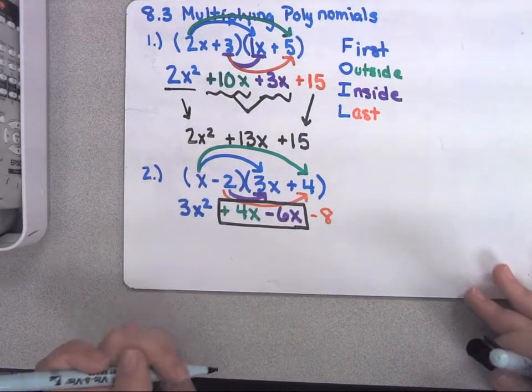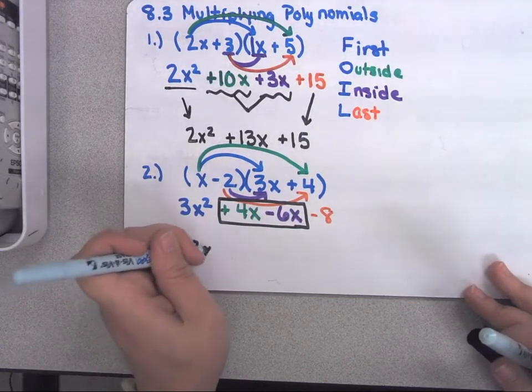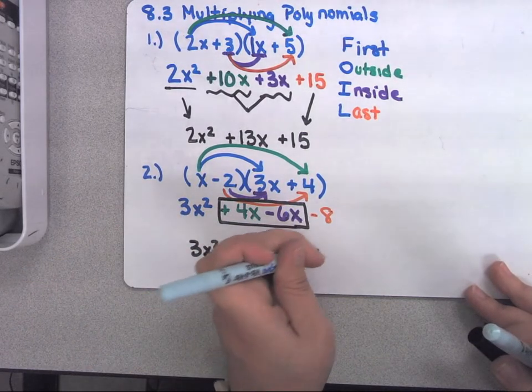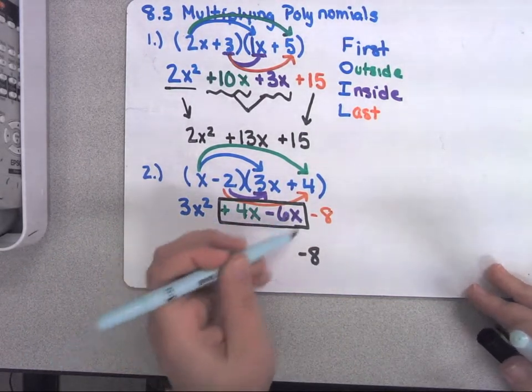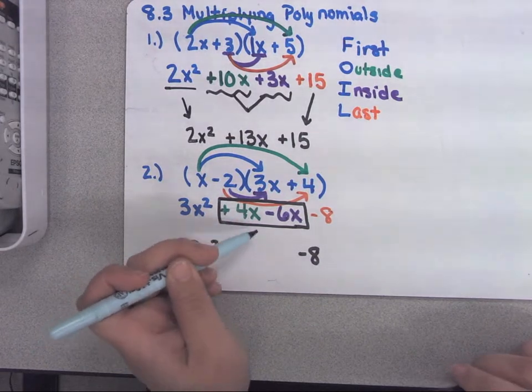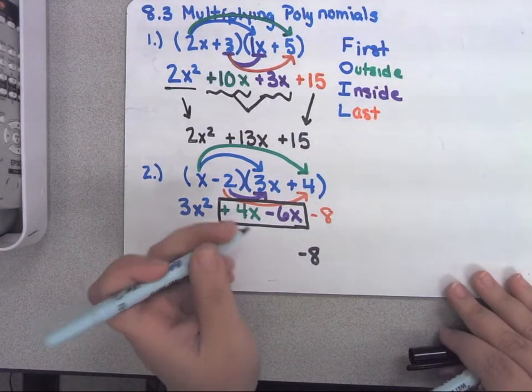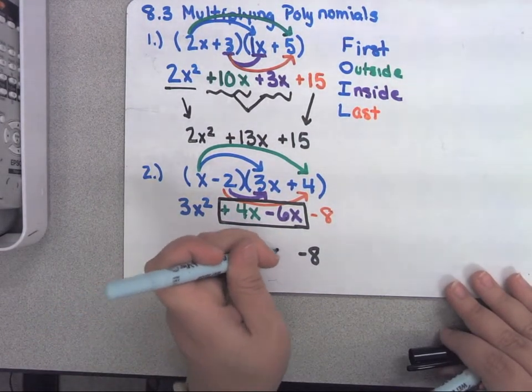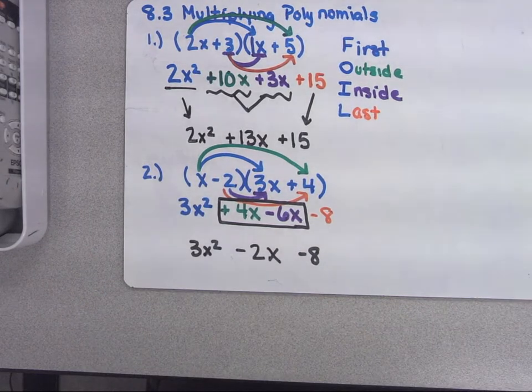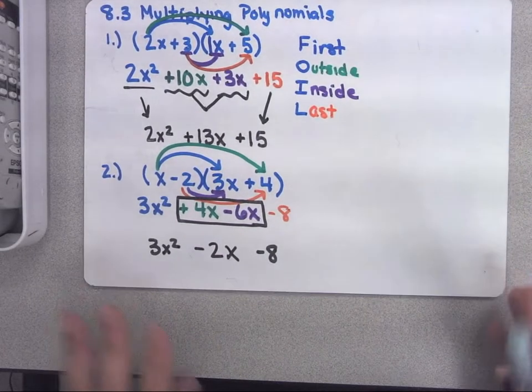So you're going to add those together. So you bring down the first one, bring down the last one, the outside and inside add together. So it's 4x minus 6x. Negative 2x. And look, it's in standard form. Getting a little better.